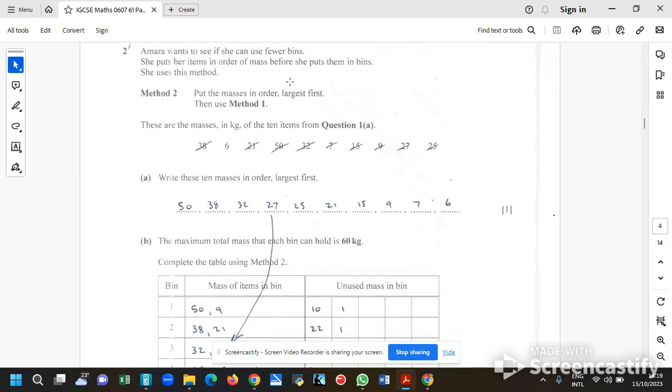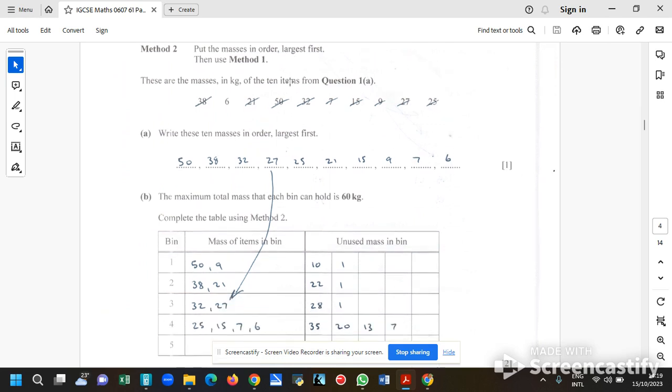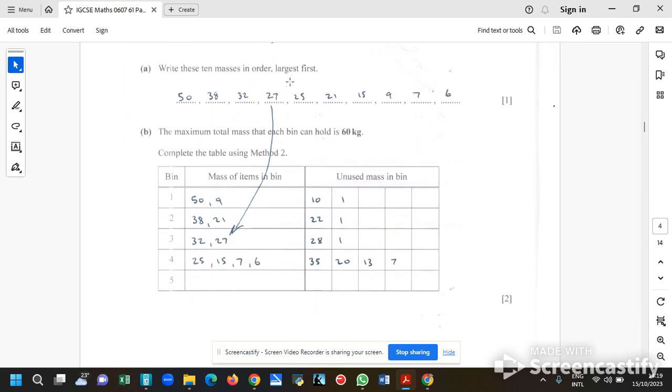The second part is a different method where we put the masses in decreasing order of size before we start, and then we use the same method. So there is my work for this here. The 50, the 38, and the 32, they each need their own bin. This time the capacity is 60 kilograms per bin. But the 27, which is the fourth one, can actually fit alongside the 32.